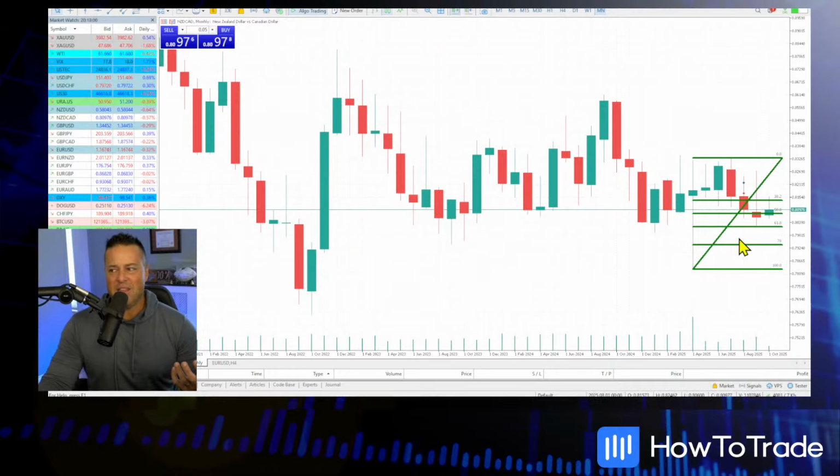If in fact that 80 level breaks, then you probably could ride a short down to about 79, 79.24, something like that. The big thing I would take away from this market is it's very, very tight. We haven't seen huge movement since, what is that, April? It looks like April to me, somewhere in there.